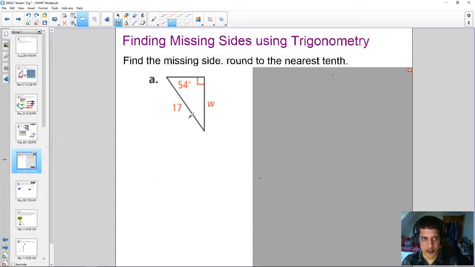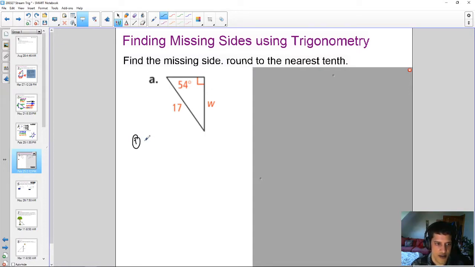The next thing we're going to do is learn how we find a missing side using trigonometry, okay? It's going to be the same process we were using before, except now we have a different unknown, okay? So when we do this process, we're going to do the same steps we did before.